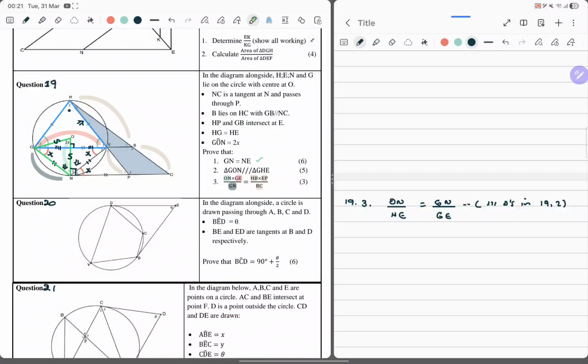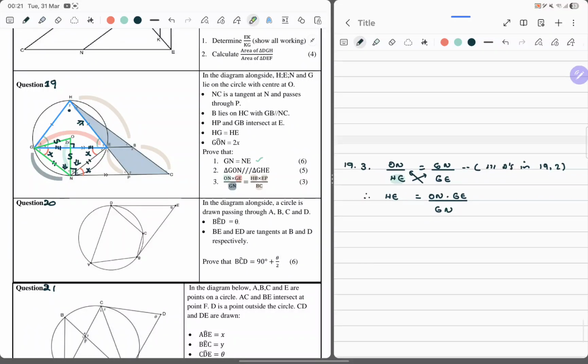Now we want to make something the subject. If we cross multiply and isolate HE, since HE will link us into the two triangles, you can just say therefore HE is going to be ON times GE divided by GN. All right, so that's good. So we already have that one.